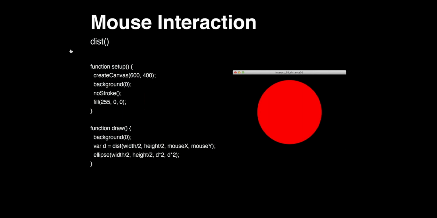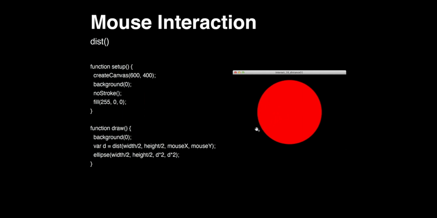Okay. So the next function that we're going to play around with is the distance function, dist for distance. And that basically allows us to measure the distance between one point and another. So point A and point B, and the distance between those two points. So we're going to create a variable for D here. This is going to be the diameter of our ellipse. And we're going to say, okay, we want to measure the distance between the center, so width divided by 2 and height divided by 2, the center of our canvas, with the mouse position. So how far away is our mouse, our X and Y location of the mouse, from the center point?